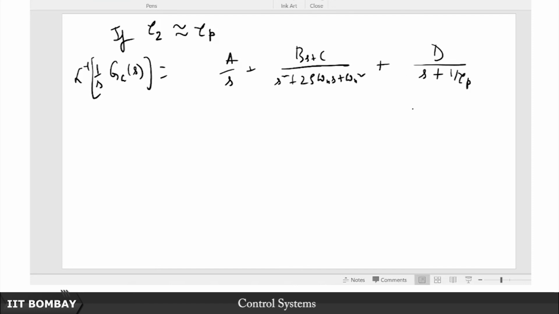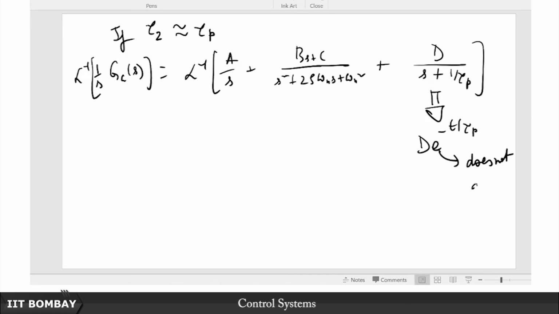Now in this case, when you take the Laplace inverse of these individual terms, the Laplace inverse of this particular term comes out to be again D e to the power minus t by tau p. But because now this tau z is almost equal to or very close to tau p, you will have this contrary situation where this exponential does not decay soon enough. Why does the exponential not decay soon enough? Because tau p is clearly not small enough. So because tau p is not small enough in magnitude, the exponential does not decay soon enough.